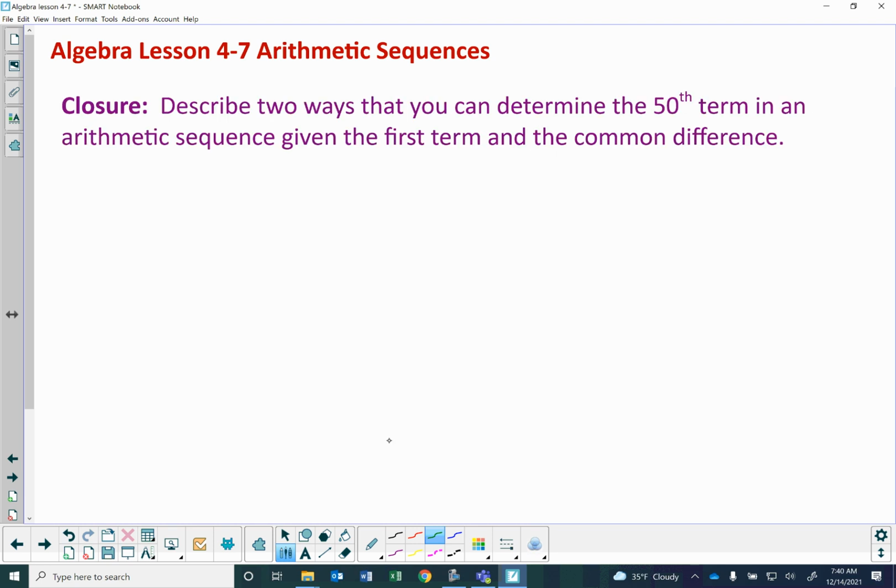All right. Closure question. Describe 2 ways that you can determine the 50th term in an arithmetic sequence given the first term and the common difference. Should not be too difficult for you because we just talked about this.